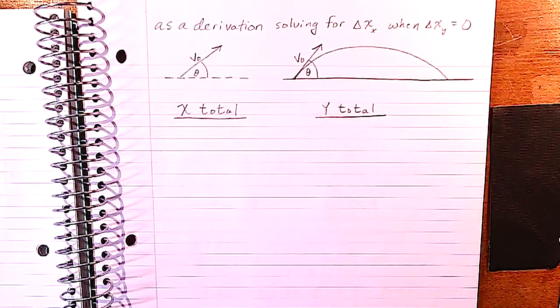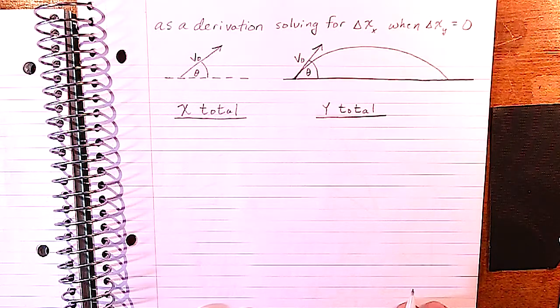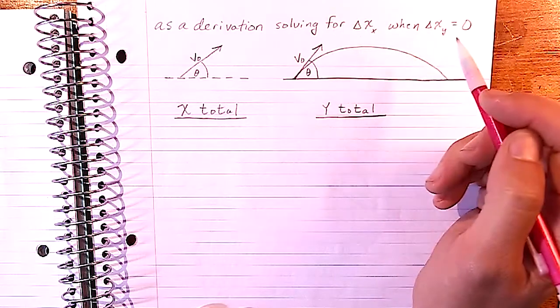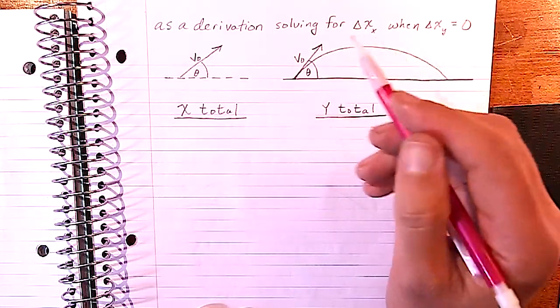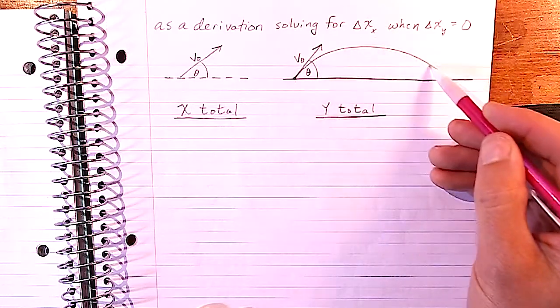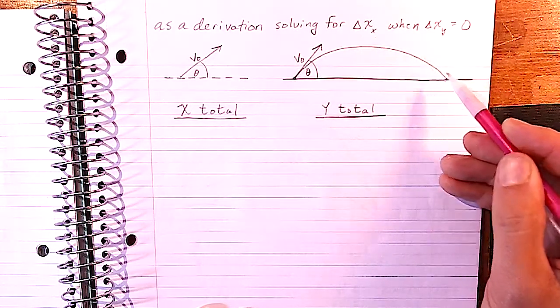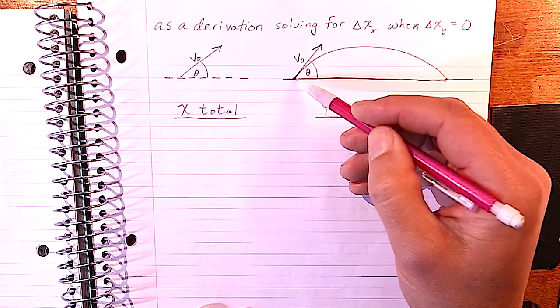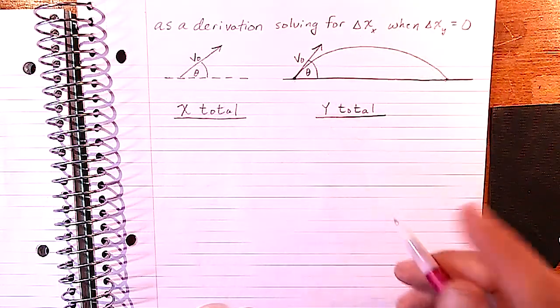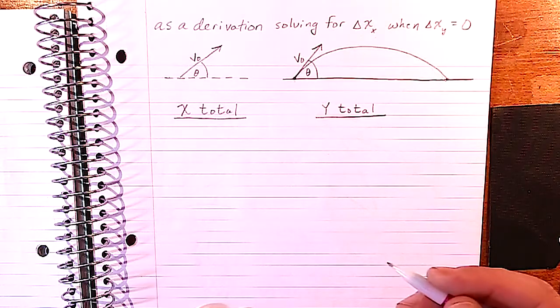Now let's repeat this entire problem again, but do it as a derivation, so no numbers in this. And what we're going to solve for is the horizontal distance, delta xx, or the range. Now, because it's launched from a height that it lands at, its delta xy is 0. It lands at the same height that it took off at. That's going to be important, you'll see in just a second.